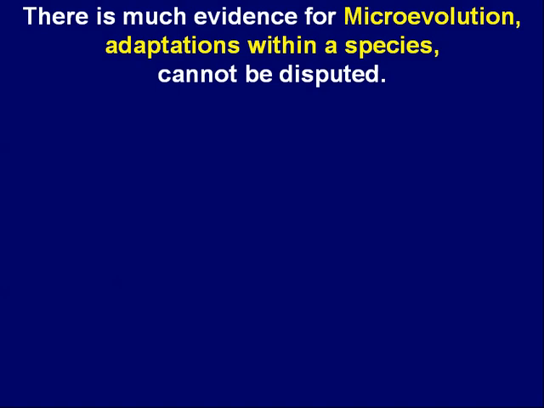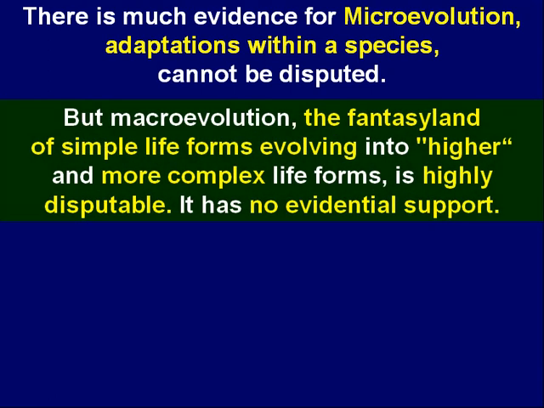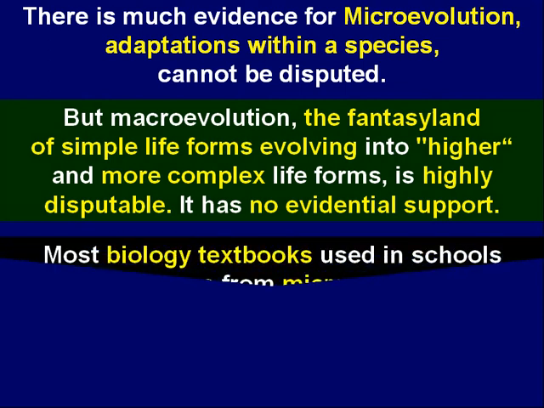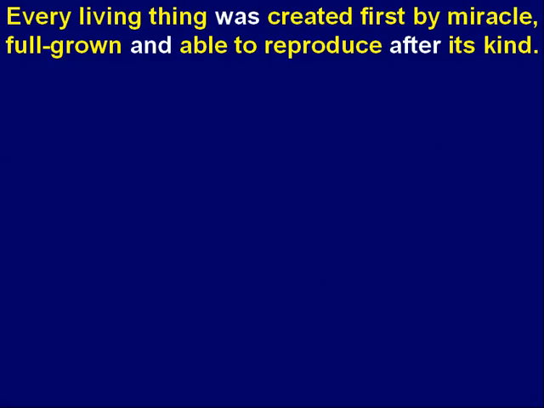There's much evidence for microevolution, adaptations within a species that cannot be disputed. But macroevolution, the fantasy land of simple life forms evolving into higher and more complex life forms, is highly disputable and has no real evidential support. Most biology textbooks used in school used evidence from microevolution adaptations as proof of macroevolution.